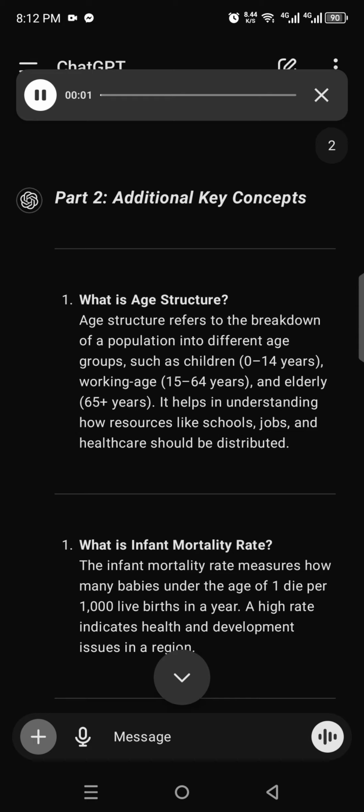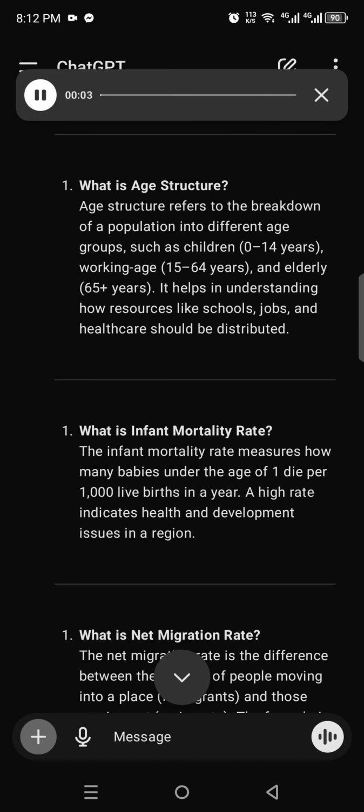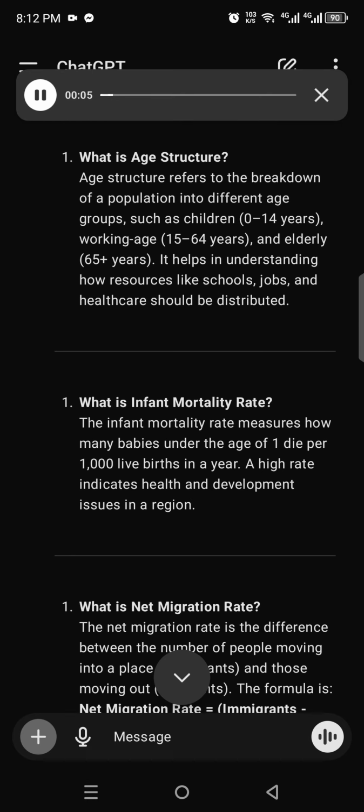Part 2. Additional Key Concepts. 6. What is age structure? Age structure refers to the breakdown of a population into different age groups, such as children, 0 to 14 years, working age, 15 to 64 years, and elderly, 65 plus years. It helps in understanding how resources like schools, jobs, and healthcare should be distributed.